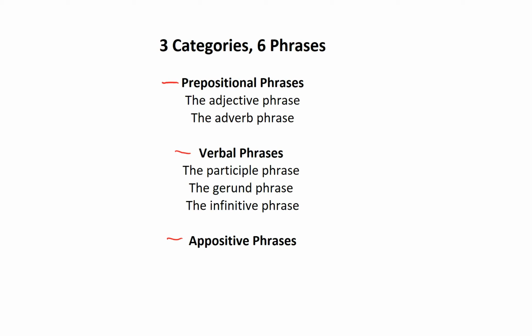And the 6 phrases that you need to know are the adjective phrase, the adverb phrase, the participle phrase, the gerund phrase, and the infinitive phrase. And of course, the appositive phrase doesn't have any subcategories, so that's the 6th one. Now let's break each of these down one at a time.